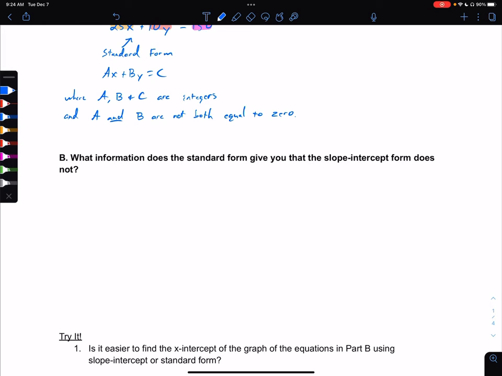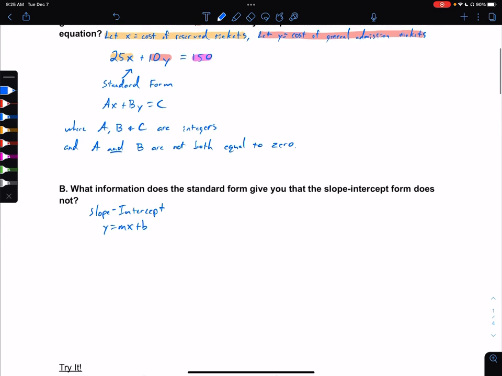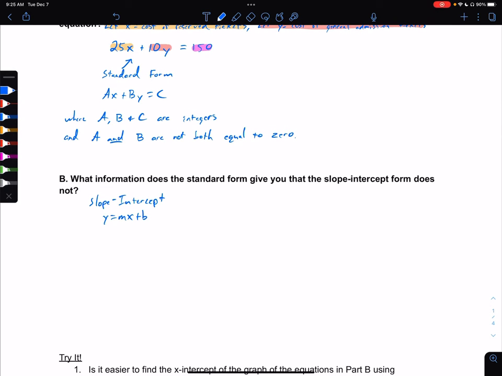So slope-intercept form, which we've worked on before, is y equals mx plus b. I'm not going to show the work, but if I changed the original equation with Hannah to slope-intercept form, I would have y equals negative 2.5x plus 15. Just take my word for it, don't worry about the actual math behind it. And then we have standard form, which is what we just did.